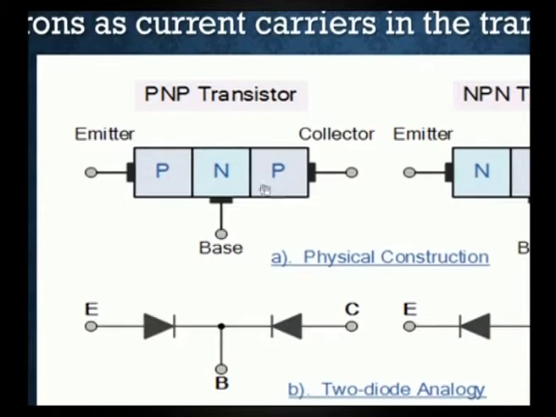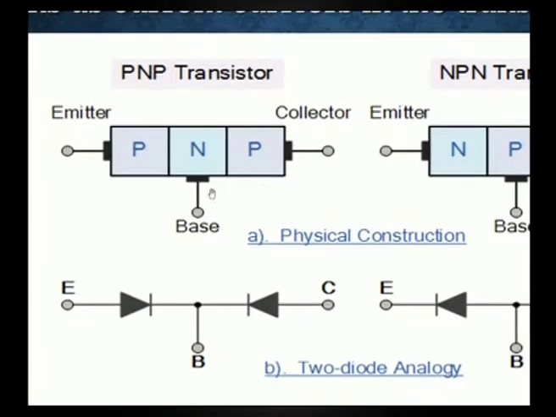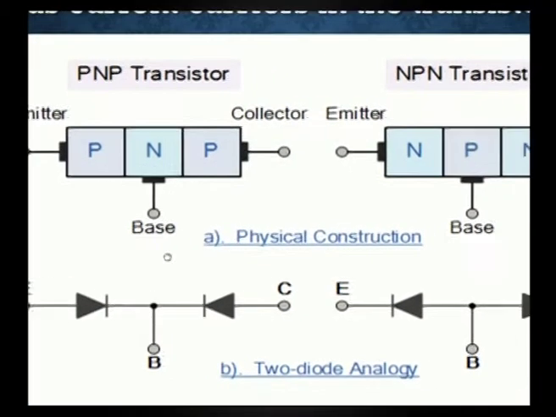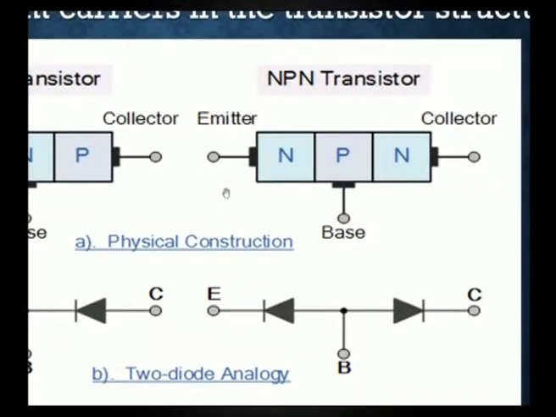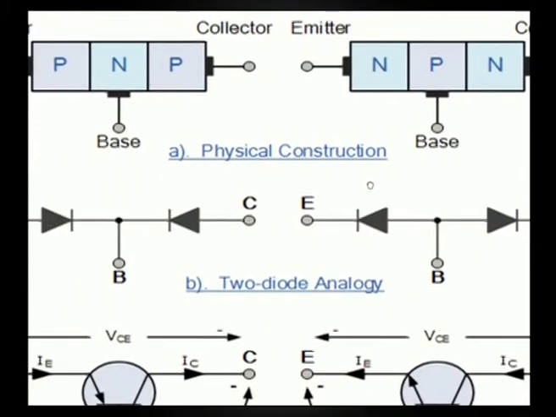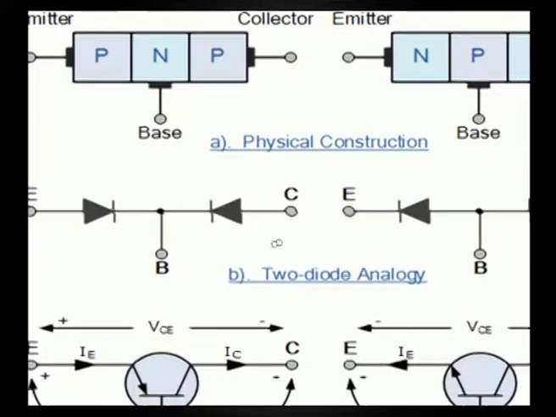So, that is why it is called bipolar, and these are the physical structure, the two diode analogy, and also the circuits with the current convention that we are going to use throughout the study of the transistor. This is a PNP transistor, and this is an NPN transistor, with 3 terminals.